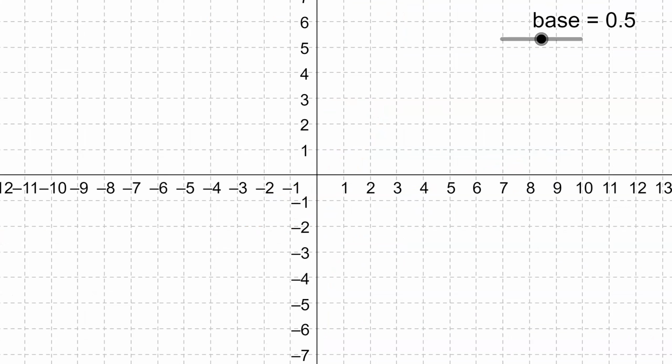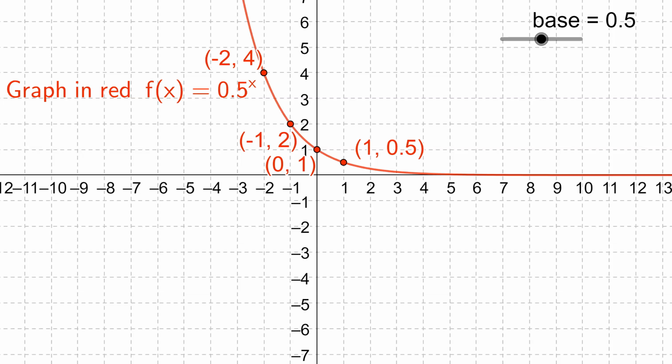Now let's look at what happens when the base lies between 0 and 1. I'm going to start with a base of 0.5, or a half. So I'm going to graph in red f(x) = 0.5^x. I'm going to plot some points. So here are some points giving me my decreasing parent graph. But again, I have a horizontal asymptote of y = 0.